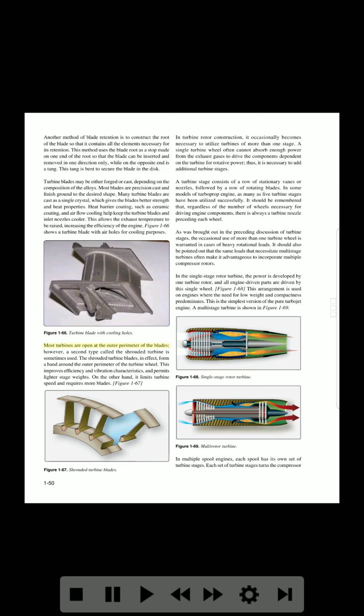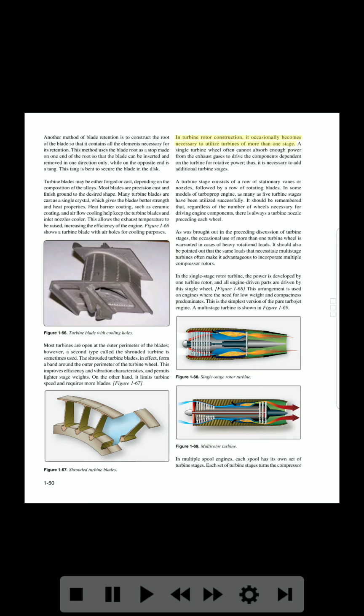Most turbines are open at the outer perimeter of the blades. However, a second type called the shrouded turbine is sometimes used. The shrouded turbine blades, in effect, form a band around the outer perimeter of the turbine wheel. This improves efficiency and vibration characteristics, and permits lighter stage weights. On the other hand, it limits turbine speed and requires more blades. Figure 1-67. Shrouded turbine blades.